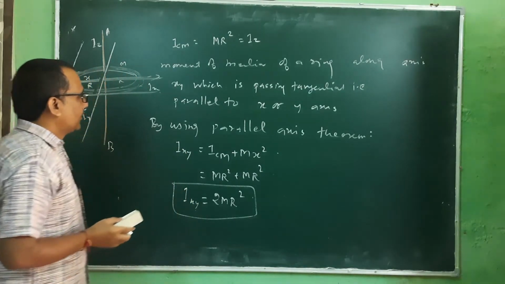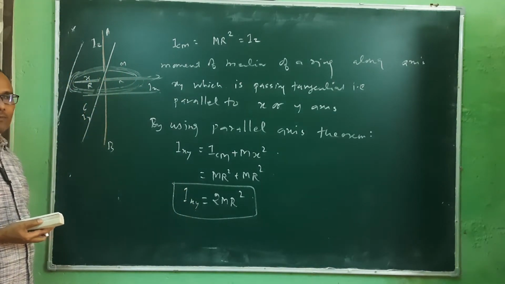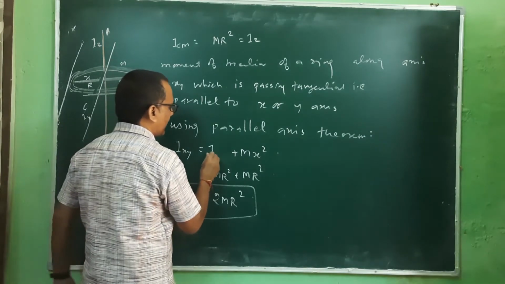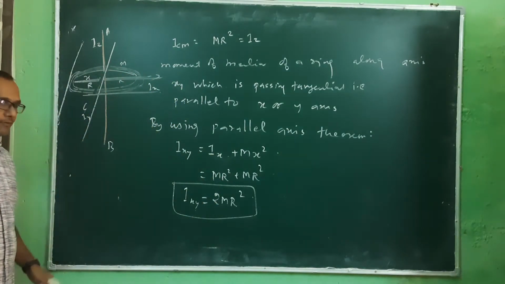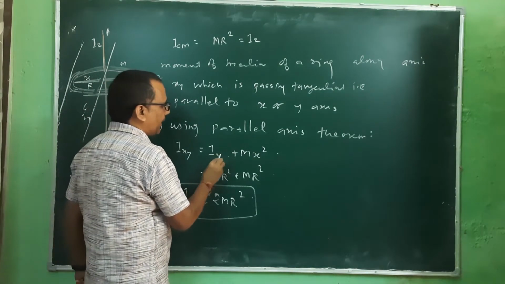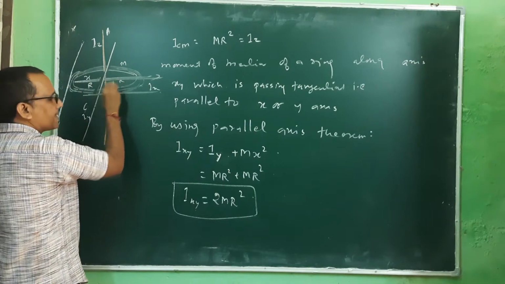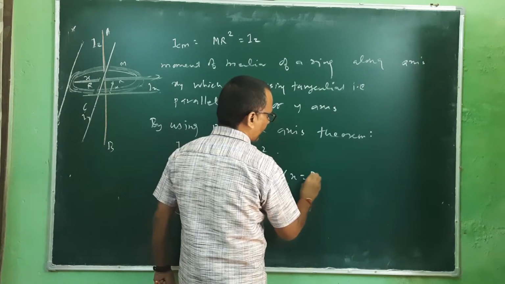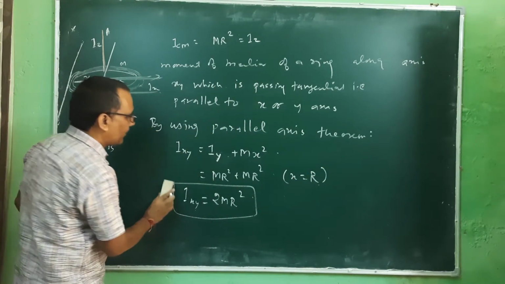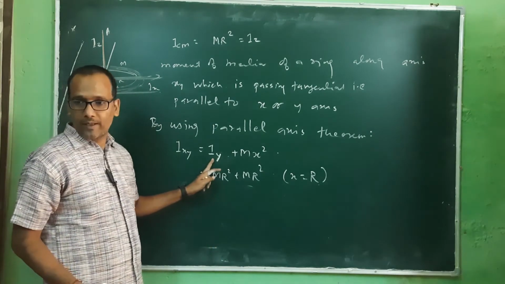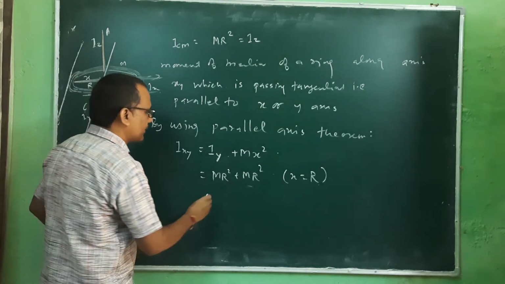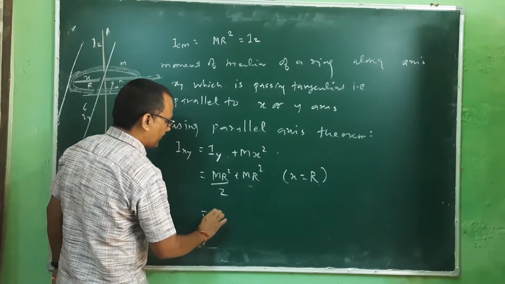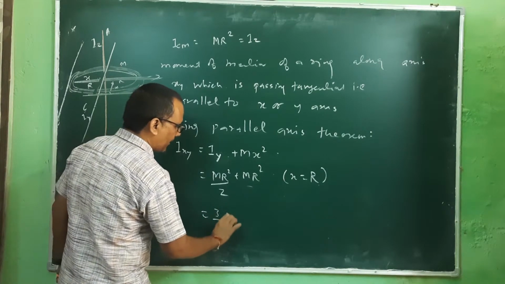So again we will use that parallel axis theorem. So this Ixy is equivalent to Ix or Iy, not I. This is Ix or Iy. So here we are taking this along y. So this is the Iy plus mx square, where this is x, this is x. So this is mx square. Again, x is equivalent to r, the radius. So what we will have now, this Iy or Ix we have just calculated as mr square by 2. So this is mr square by 2. Okay, so this is equal to now 3 by 2 mr square.